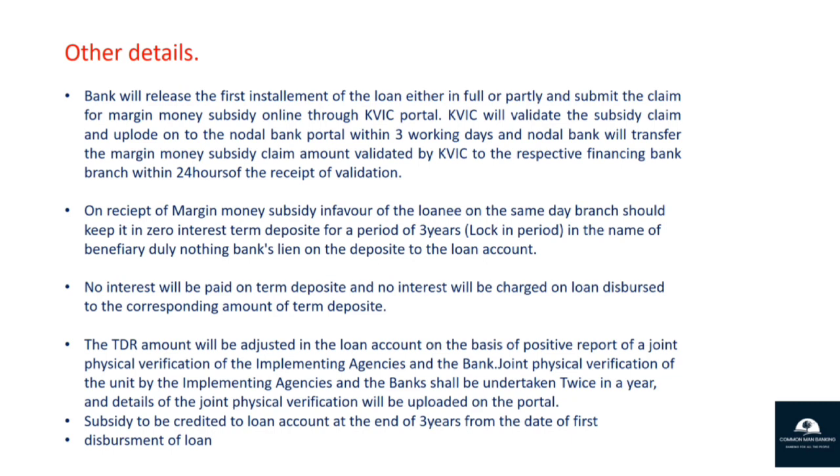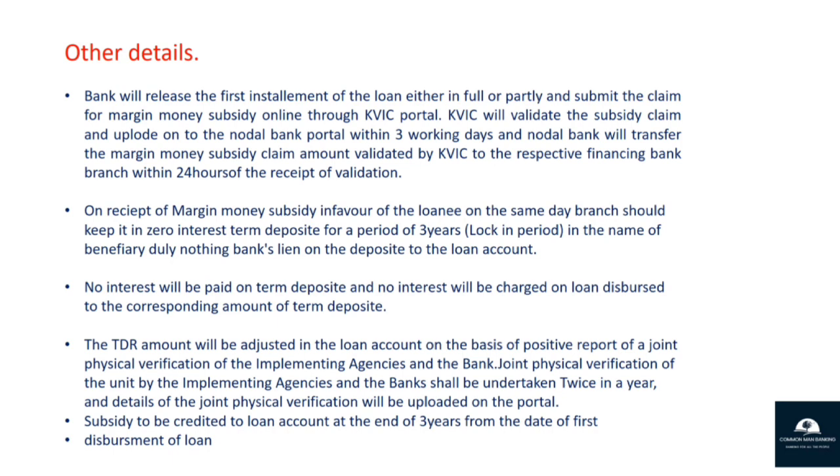The joint verification group has one person from banking and another from the implementing agency, either KVIC, KVIB or DIC. Jointly they will visit your unit to check whether you have properly utilized your loan amount, whether you have constructed, whether you have purchased the machineries, and whether the unit is running. They will see all those things and confirm that the unit is running successfully. Only then is the subsidy amount transferred to your account.